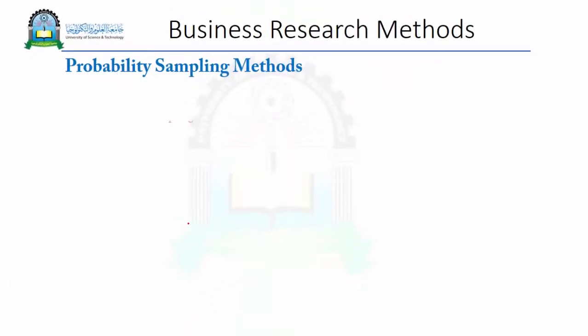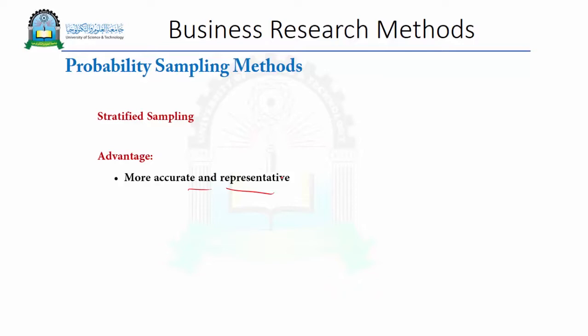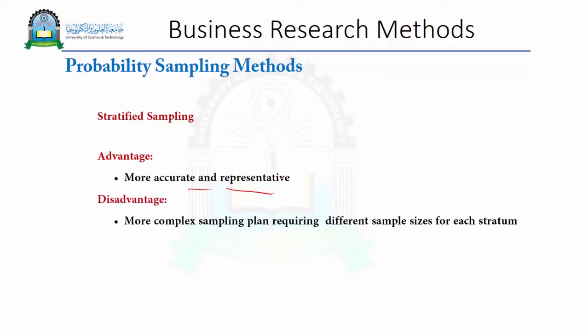The probability sampling also, stratified sampling advantages: it is more accurate and representative because you need to draw from every single heterogeneous group. The disadvantage is one disadvantage, which is more complex sampling plan requiring different sample size for each stratum.